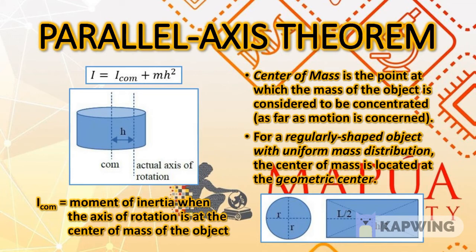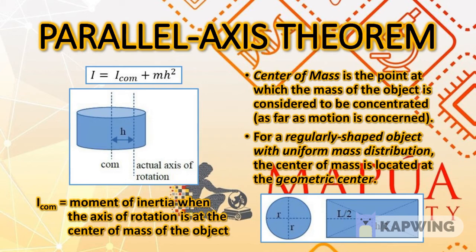Now, if you have an axis of rotation that is parallel to an axis that is passing through the center of mass of the object, you can use the parallel axis theorem as long as you know the equation for the moment of inertia of the object for the axis passing through the center of mass of the object, the ICOM. If you know ICOM, you can use the parallel axis theorem. I is equal to ICOM plus MH squared.